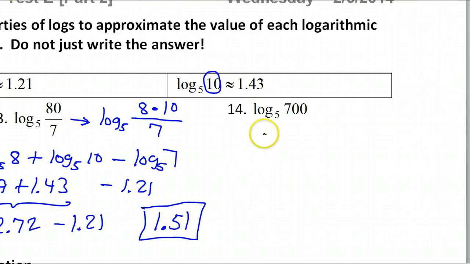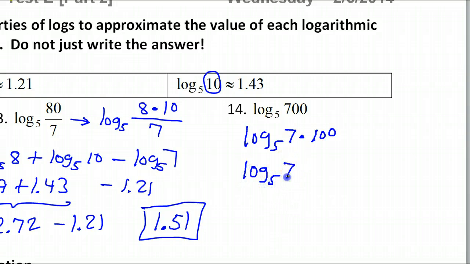Finally, number 14. Well, 700 could be written as 7 times 100, right? Now, you can either do 100 as 10 squared or 10 times 10. So I'm going to do it this way. So that's 7. Now 100 is 10 times 10. I could have done 10 squared and put the 2 in the front if I wanted to. But done this way, I have 3 terms, all positive.